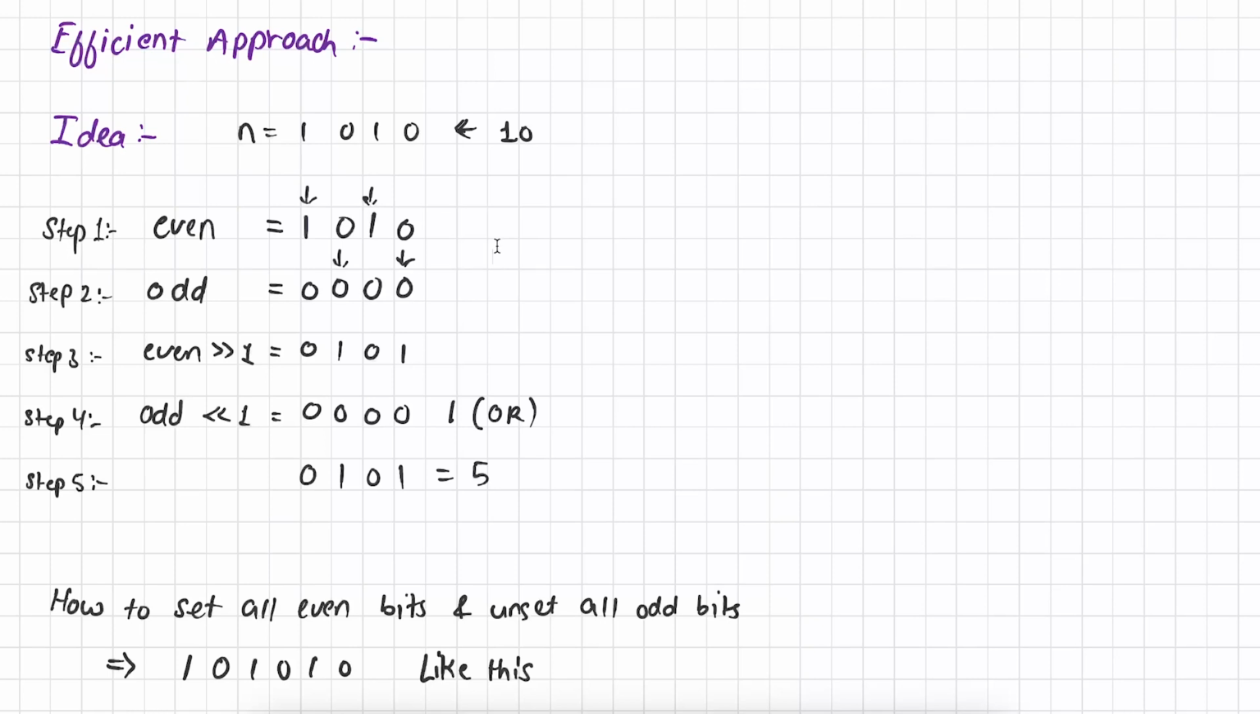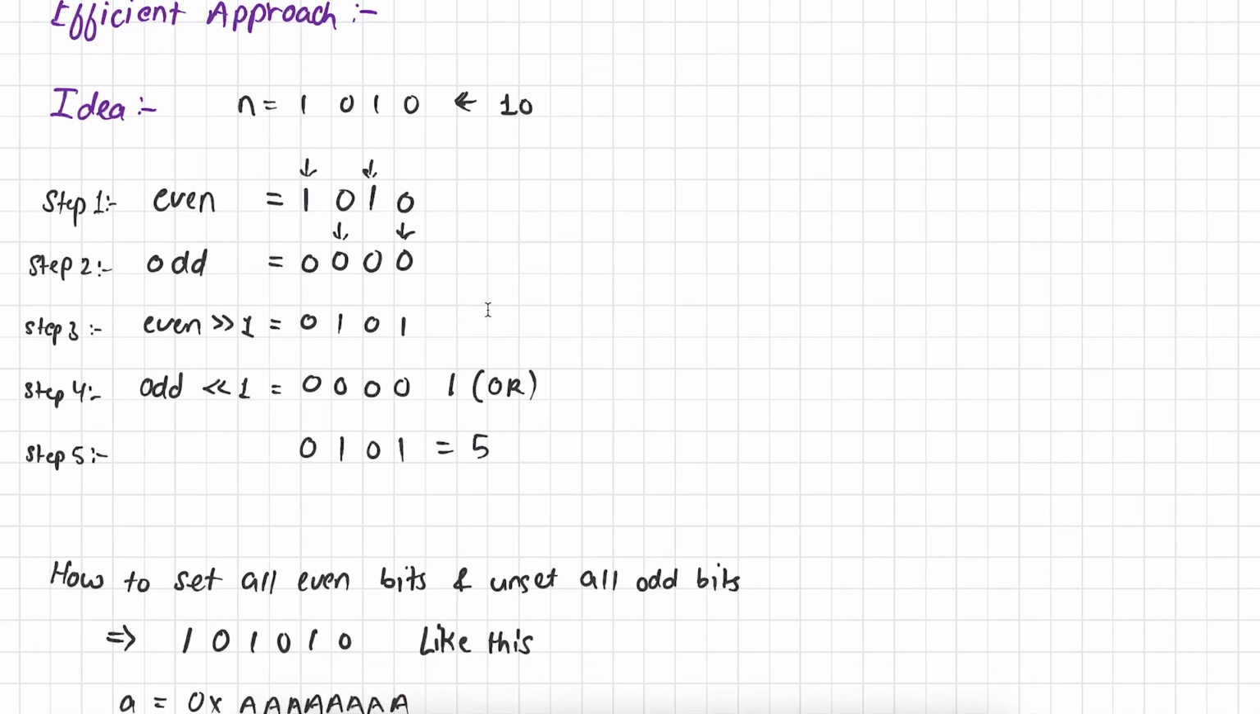In the second step, we only keep the odd bits and unset all the other bits. After performing this operation, we again get one number. The next step is to shift our even number by one position, right shift. So the number becomes 0101.